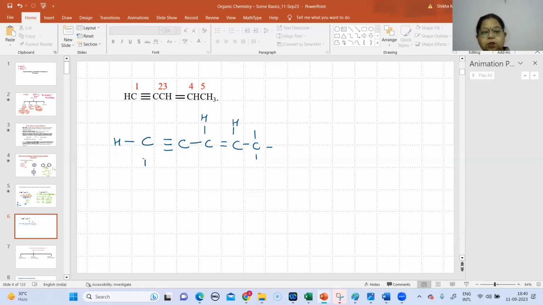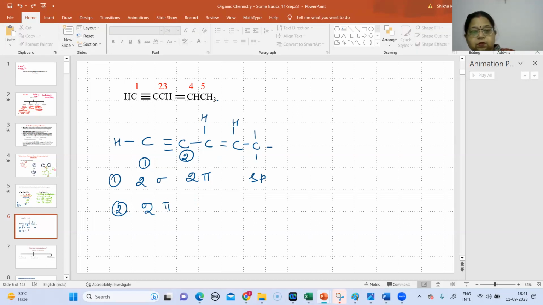Now, if I focus on this carbon atom, what I can see, the first carbon atom has got 2 sigma and 2 pi electrons. So this will undergo sp hybridization. This one is the first carbon. This one is the second carbon atom. The second carbon atom also has 2 sigma and 2 pi. So this will undergo sp hybridization.